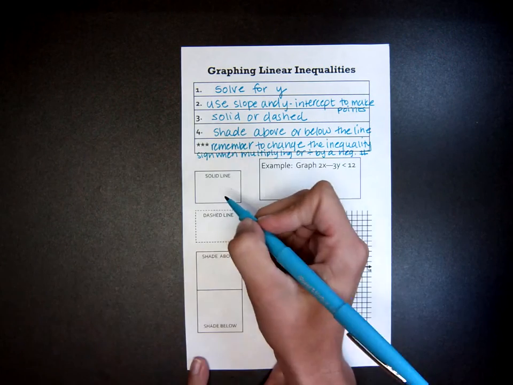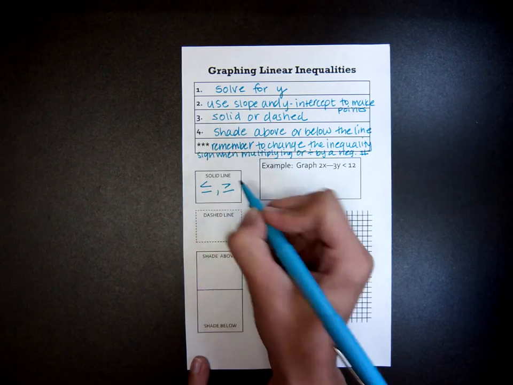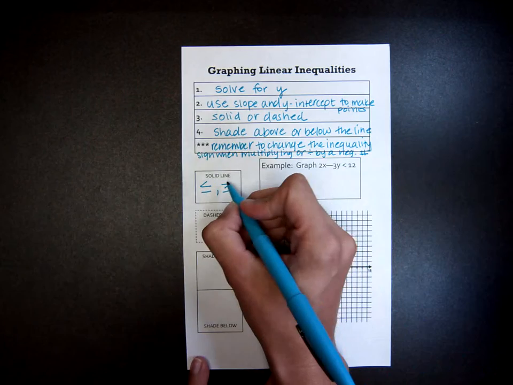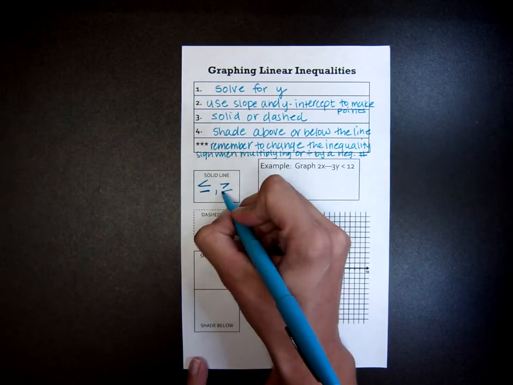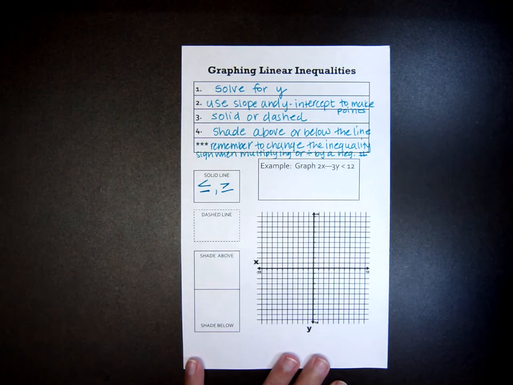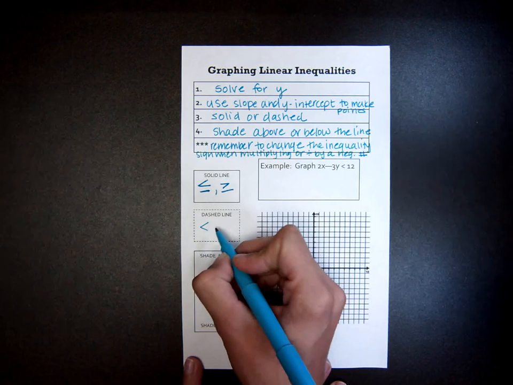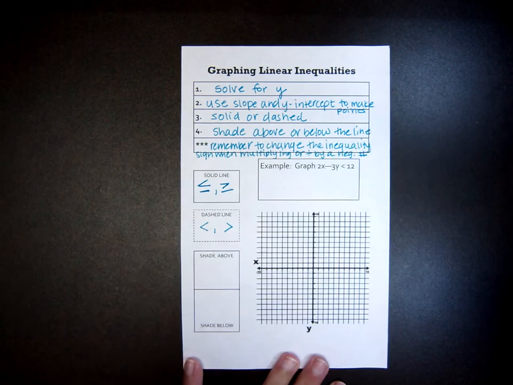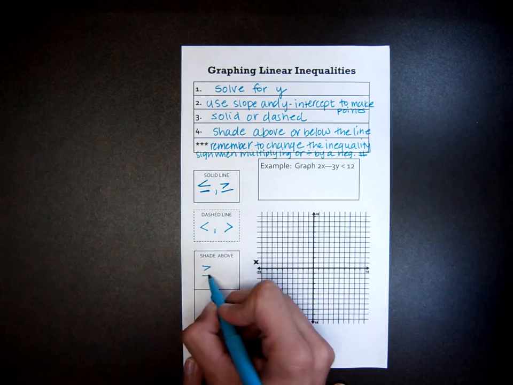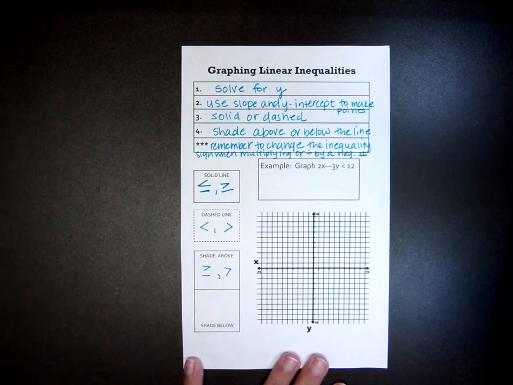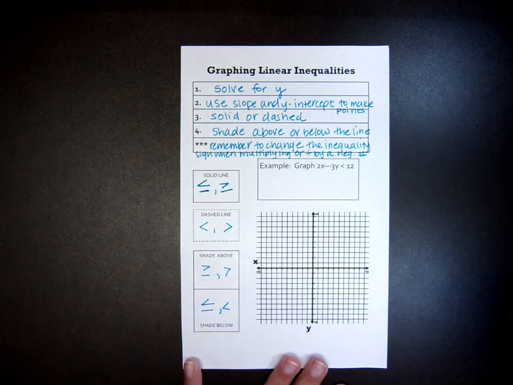Okay, so we're always going to use a solid line when we have less than or equal to or greater than or equal to. Less than or equal to or greater than or equal to. We're going to use a dashed line if we've got less than or greater than. And we're going to shade above when we're looking at greater than or equal to or greater than. And we're going to shade below when we're looking at less than or equal to or less than.